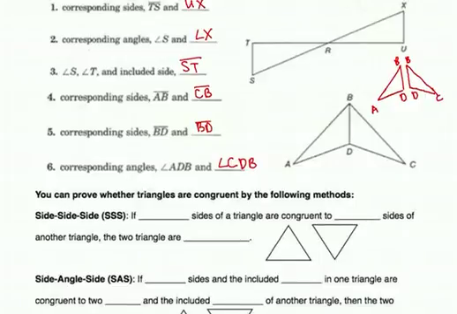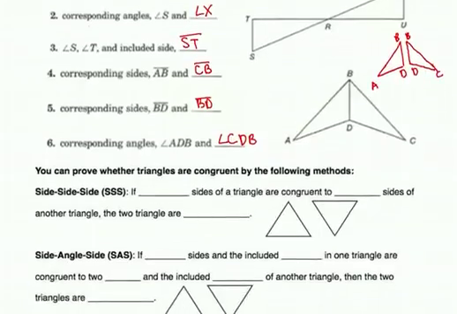Okay, so now we're going to move on into the different types of theorems that you would have. You can prove whether triangles are congruent by the following methods. The first one is side, side, side. Side, side, side is if we have only information about the sides. If all the sides of a triangle are congruent to all the sides of another triangle, the two triangles are going to be congruent to each other.